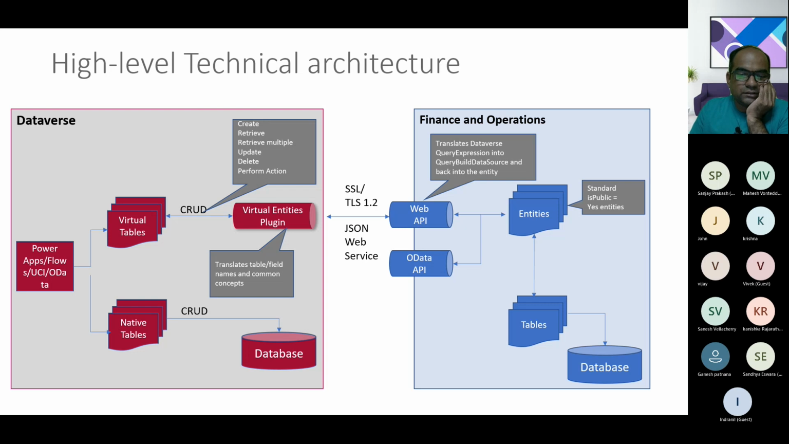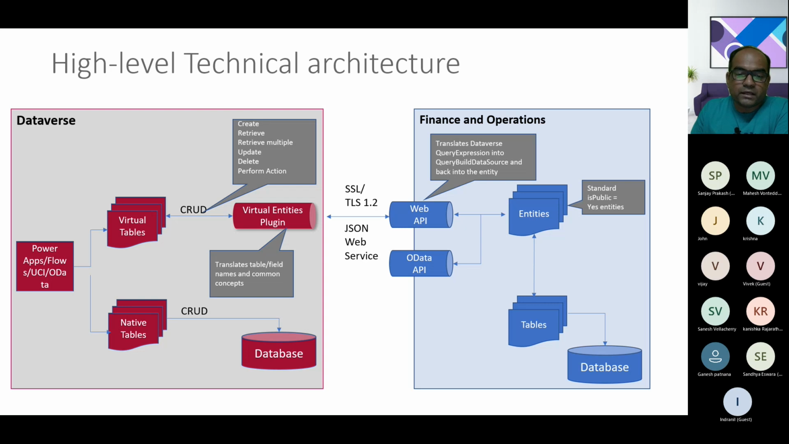On the left-hand side, you can see these two components, the virtual entities plugin, and that is where the key concept comes into the picture. The virtual entity plugin is nothing but the data provider, which allows you to connect via web API calls to the virtual entity. So you can see here it makes a secure call to the entities that are available in the finance and operations app on your right-hand side.